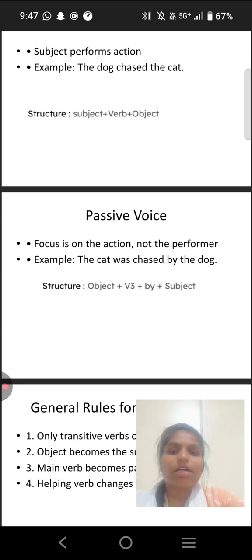Structure: object plus V3 plus by plus subject. For example, in active voice we take the subject first, and in passive voice we take the object first.